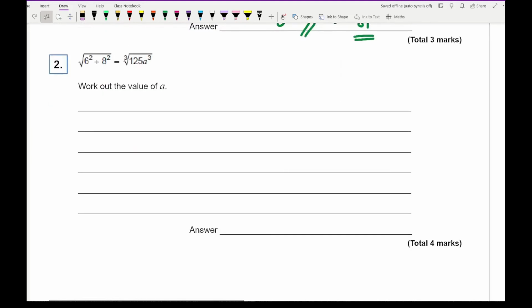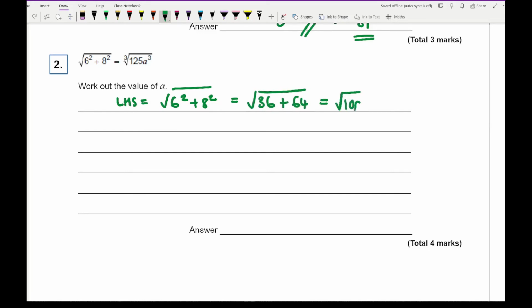Now, in terms of question 2, again, it's asking me to work out the value of a. Now, in terms of the left-hand side, I've got the square root of 6 squared plus 8 squared. Now, if I just work that out, that's going to give me the square root of 36 plus 64, which added together gives me the square root of 100, which equals 10.